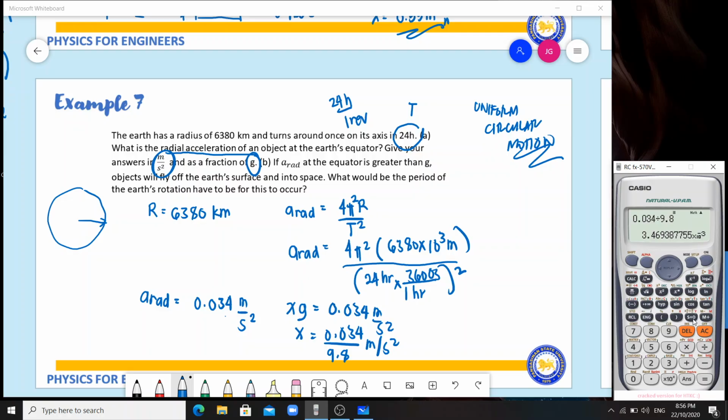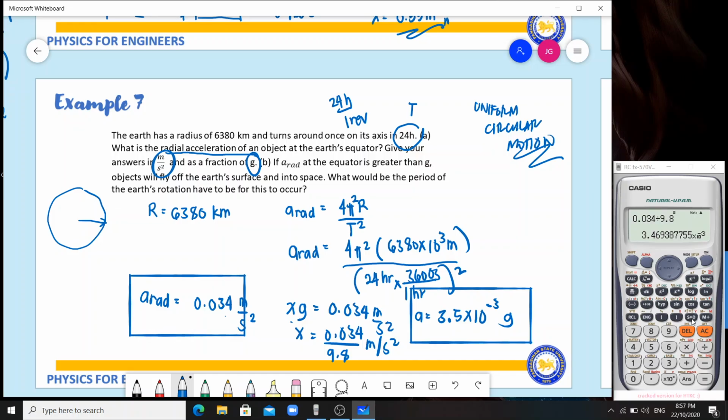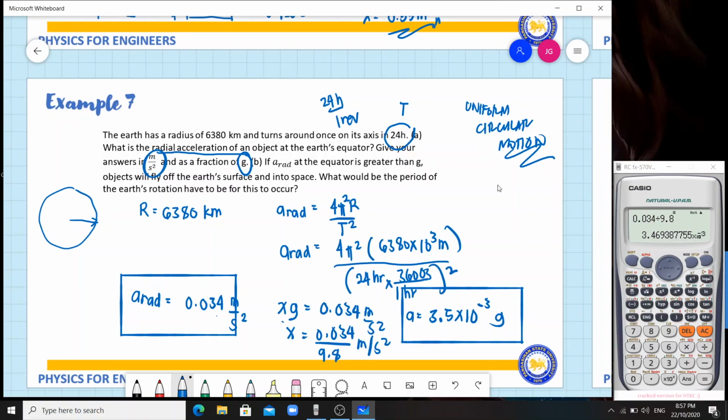3.4 or 3, how many? Okay, 2 decimal places. Oh, 3.5, okay, times 10 to the negative 3 g. So, this could be the acceleration in terms of g, and this is in terms of meter per second squared, okay? So, let's go.